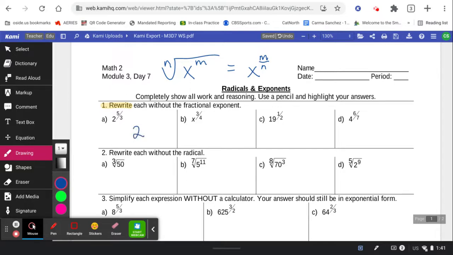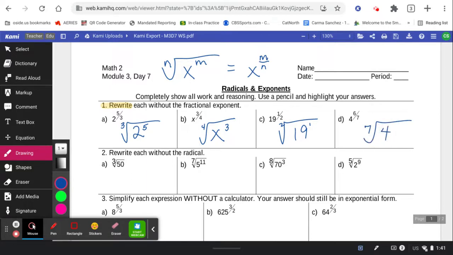So the big base of 2, what's going to go where? Okay, you got it. How'd you do? Next one, big base of x, what's going to go where? You got it. Anything to the power of 1/2 can just be rewritten as the square root. Sure, I could put the 2 and the 1 in, but I don't have to. It's up to you.